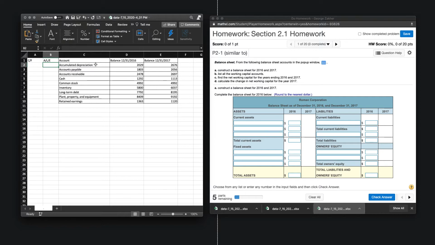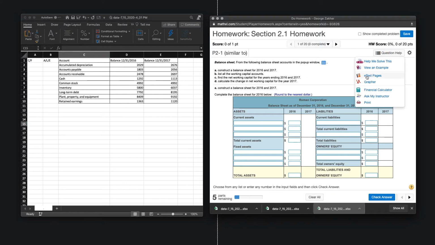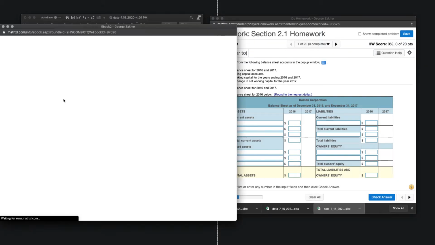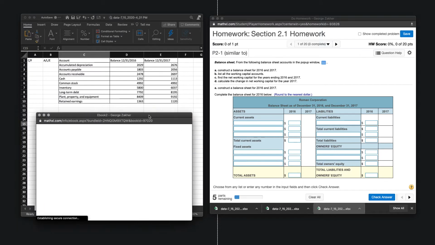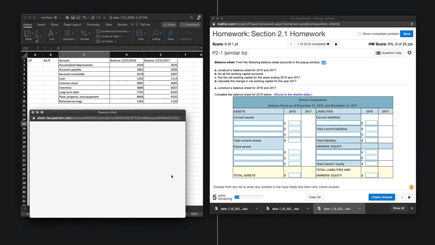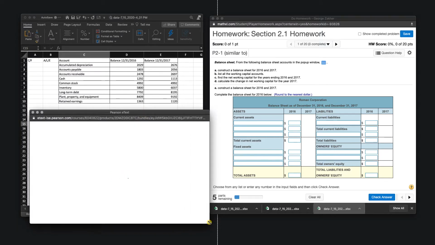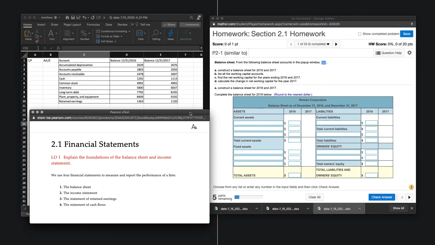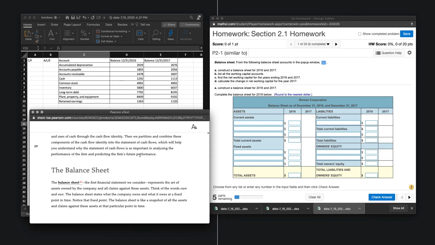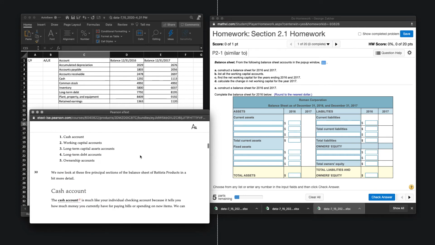Now, assuming we've already read the textbook, we might need to reference it still. This might be a tough one, so we're going to open up the text. And if you recall from the textbook, depreciation should be part of our long-term assets. Typically, it's part of when we have property or equipment that depreciates, we have to account for that.